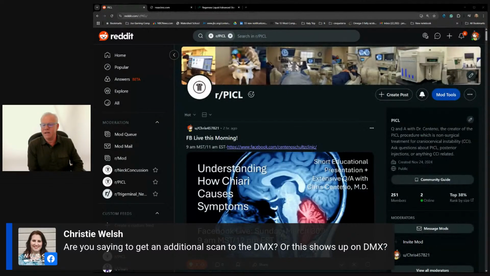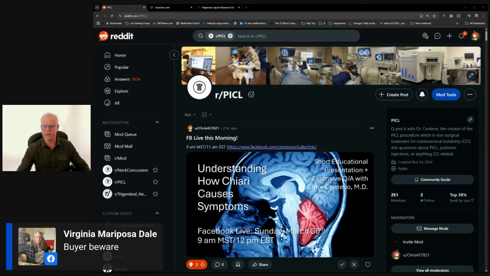Christy, are you saying to get additional scan to the DMX, or this shows up on DMX? Christy, I'm trying to think what we're referring to there. No, yeah. So I think you were talking about Chiari. There is no additional scan needed for Chiari. Chiari is easy to identify. Upright MRI is the best way to do it, but you can also see it on a routine MRI. So if you've got either one of those, we're good in defining Chiari or even looking at that rectus capitis posterior minor. Those are not hard ones to diagnose. They do not need advanced specialized imaging usually.